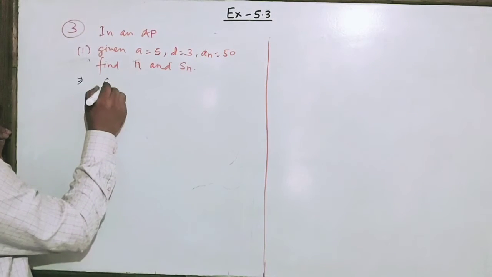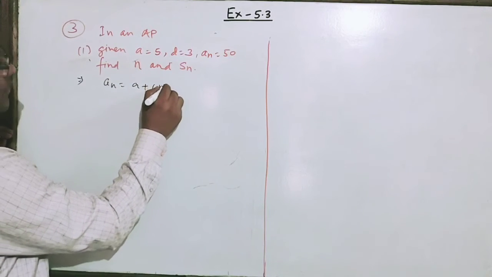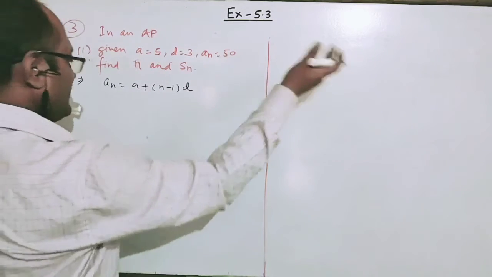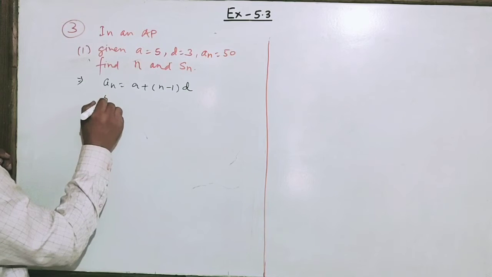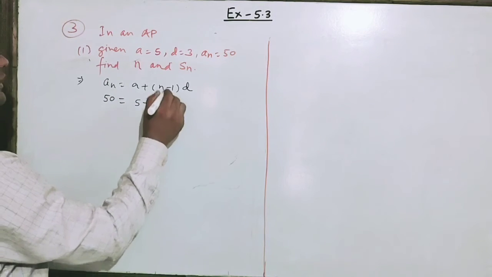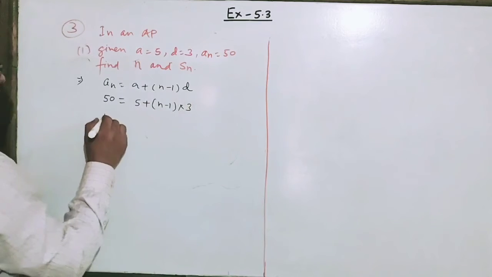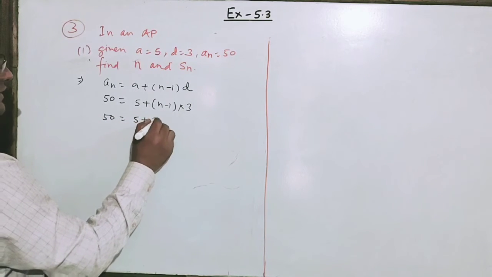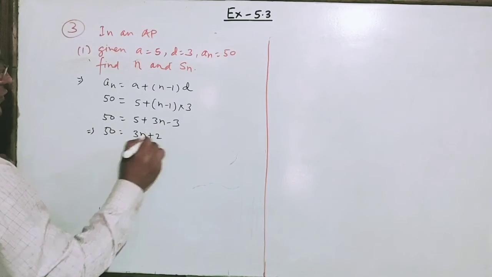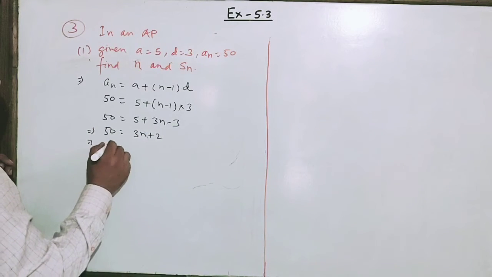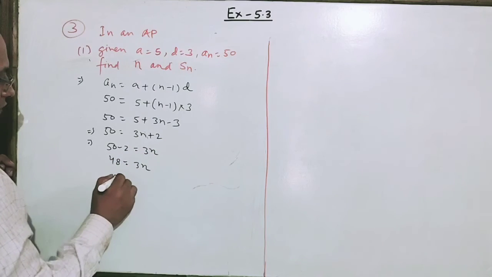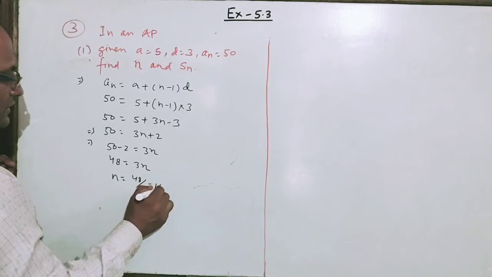The same formula, an equals a plus (n minus 1) into d. From this formula, you will get n. Thereafter, you can find out Sn. So an equals 50: 50 equals 5 plus (n minus 1) into 3, that is 50 equals 5 plus 3n minus 3. 50 equals 3n plus 2. Therefore, 50 minus 2 equals 3n. 48 equals 3n. n equals 48 upon 3, that is 16.